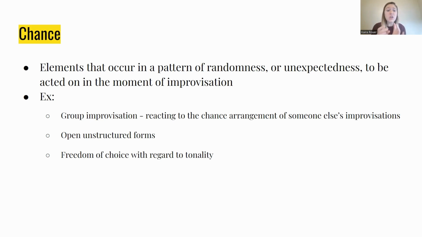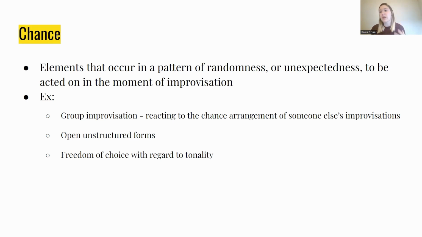So some examples of this would be group improvisation. So the group coming together as a whole would be the contingency, whereas the chance element would be you reacting to particular chance arrangements of someone else's improvisations. So you have your big contingency group setting, you have your small interaction with the individuals in the group, and that's the chance.